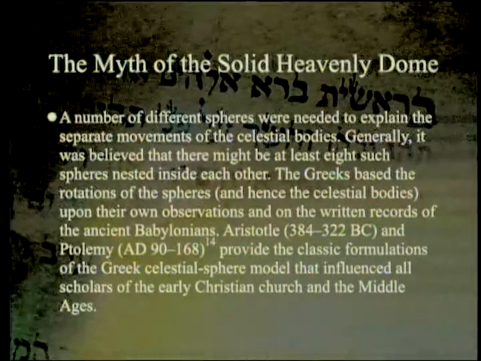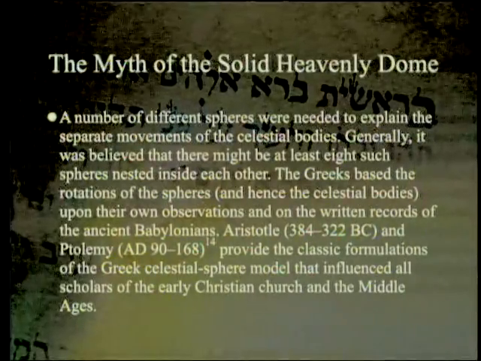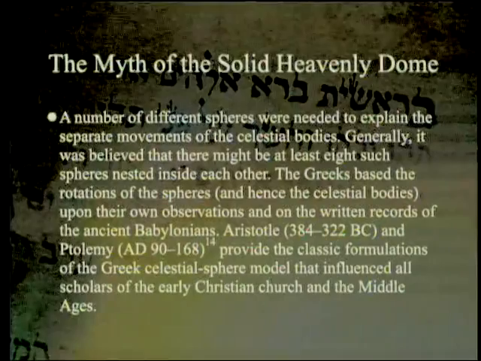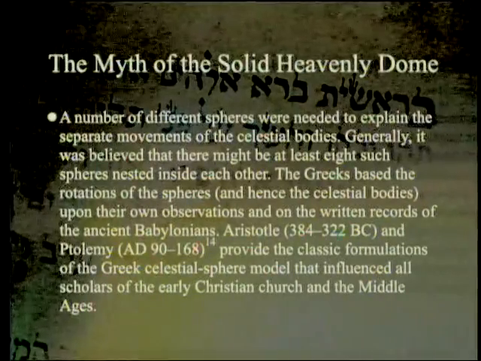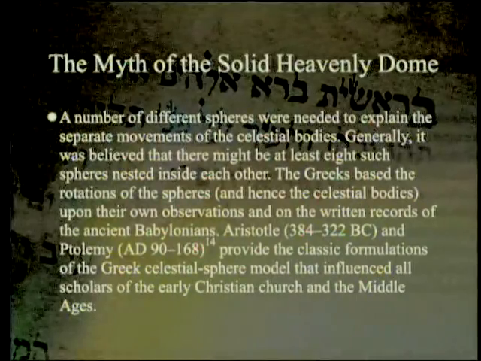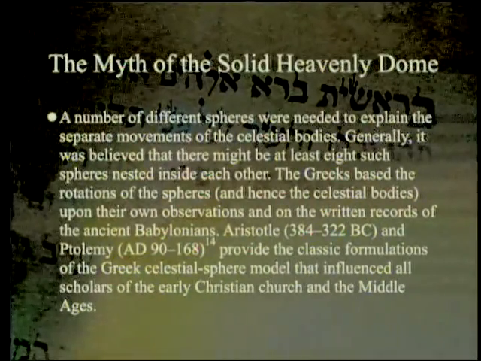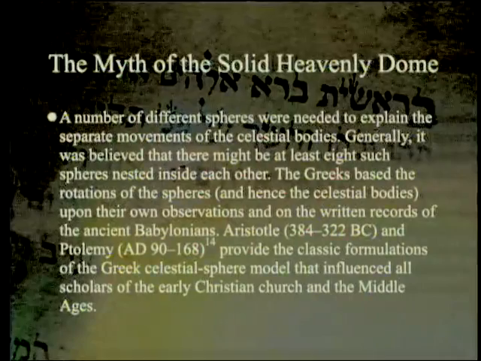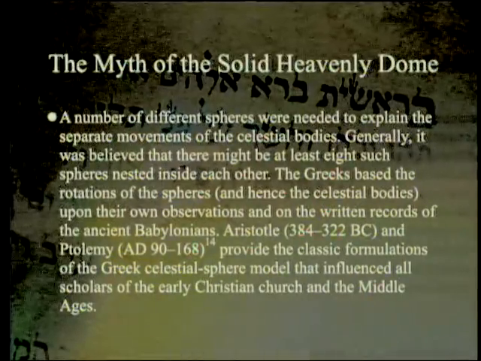The Greeks based the rotations of the spheres, and hence the celestial bodies, upon their own observations and upon the written records of the ancient Babylonians. Aristotle and Ptolemy provide the classic formulations of the Greek celestial sphere model that influenced all scholars of the early Christian church and the Middle Ages.